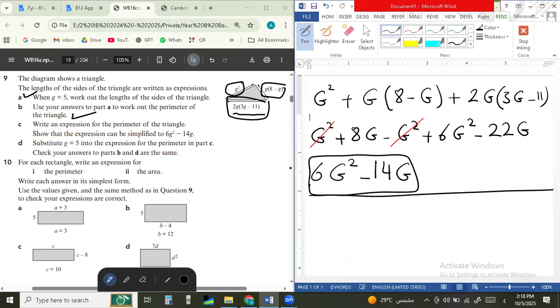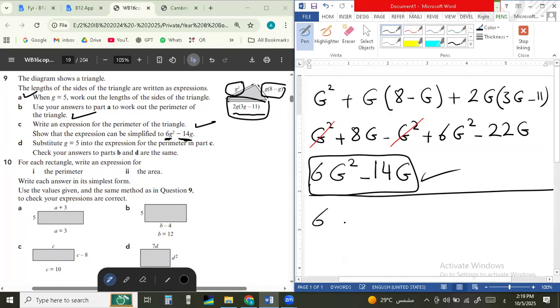Next, we got here question C done. And they said show that the expression can be simplified to 6g squared minus 14g. That's what we have shown already. Question D, substitute g equals 5 into the expression for the perimeter in part C. So they want you to substitute g equals 5 here.